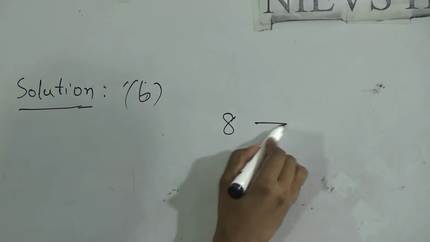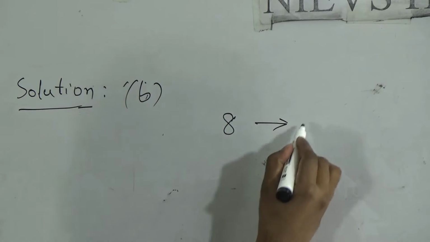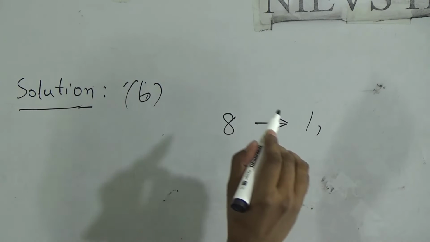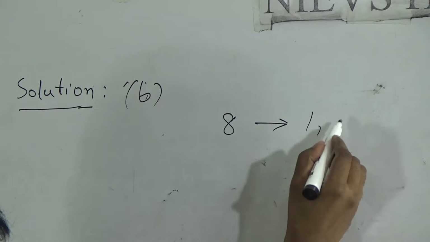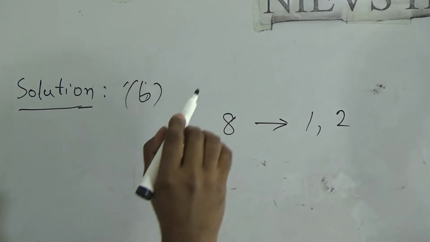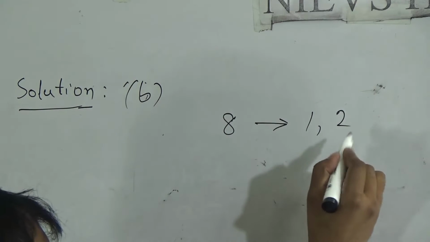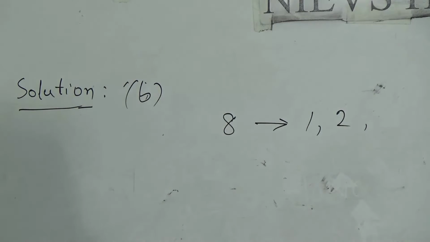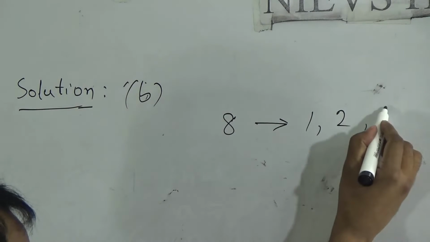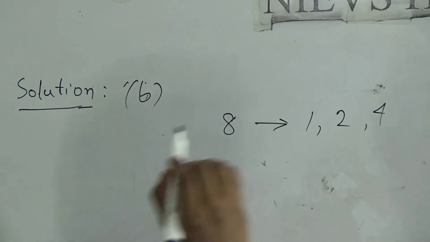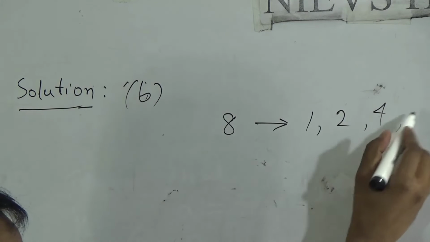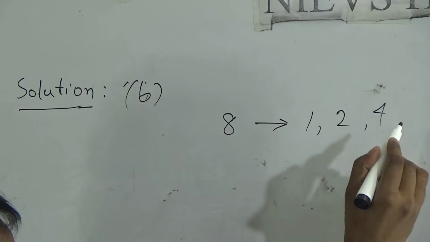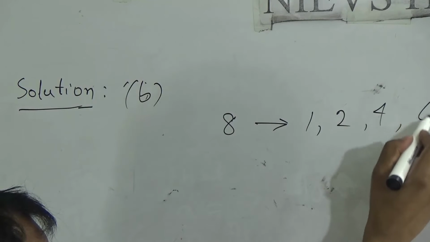You know that if we divide 8 by 1, then remainder will be 0. So 1 is a divisor of 8, and if we divide 8 by 2, then remainder also will be 0. So 2 is also a divisor of 8, and 3 is not a divisor of 8 because if we divide 8 by 3, then 2 will come as a remainder. So 3 is not a divisor. Similarly, 4 is a divisor because if we divide 8 by 4, then remainder will be 0, and 5, 6, 7 are not divisors of 8, but 8 is a divisor of 8.